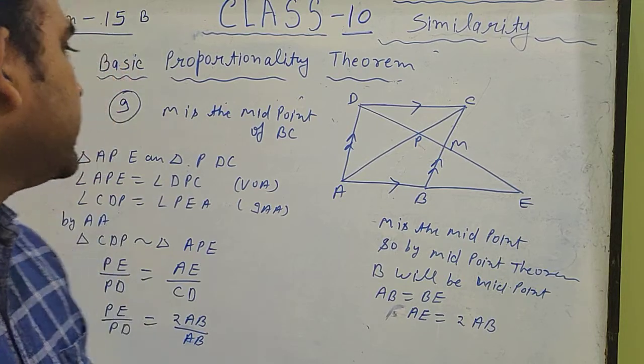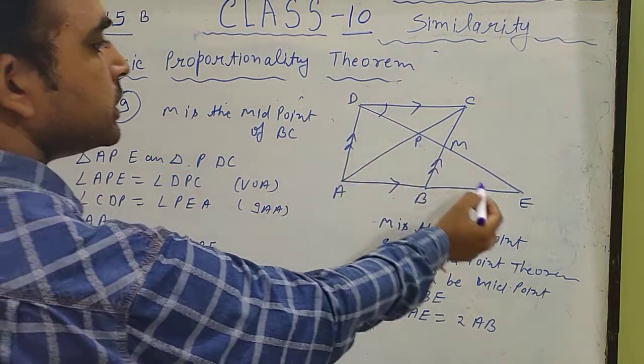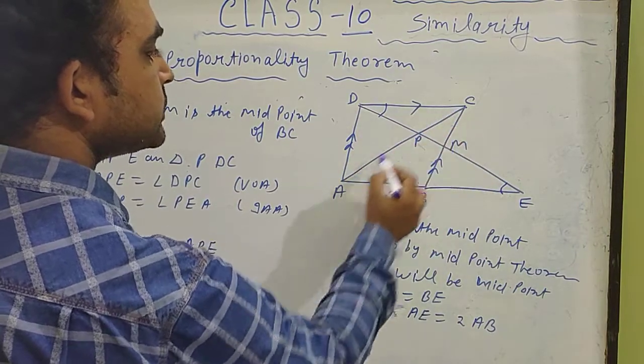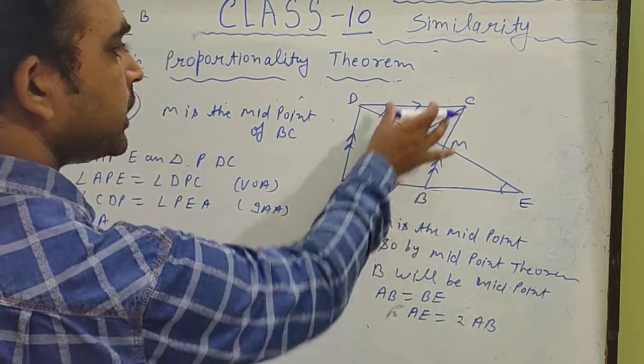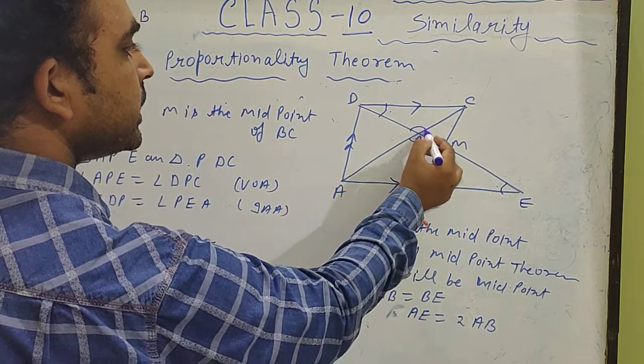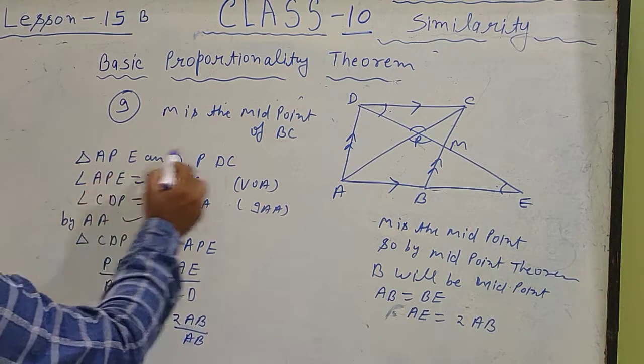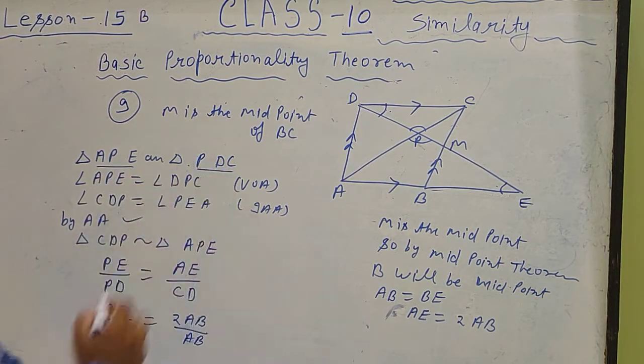So first we take two triangles, triangle DPC and triangle PAE. This angle is equal to this angle, because this line is parallel to this line, because it is a parallelogram. So interior alternate angles are equal, and this vertically opposite angle is equal. So by the angle property, both triangles are similar to each other, means triangle APE and triangle PDC will be similar to each other.